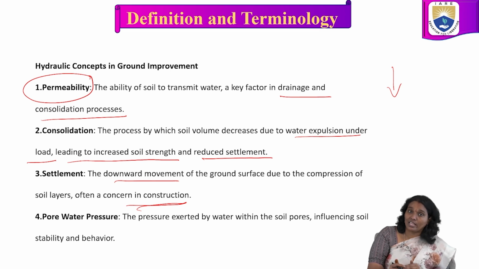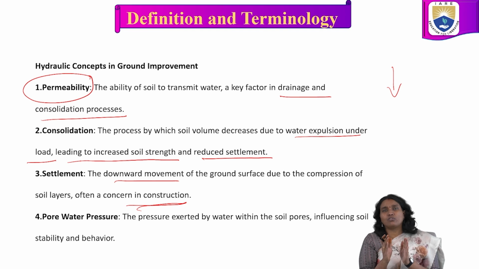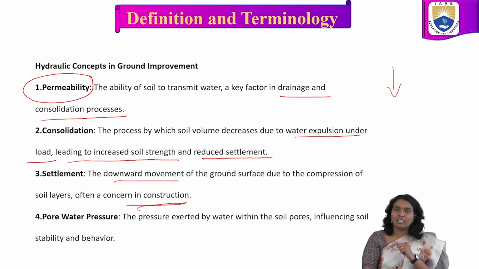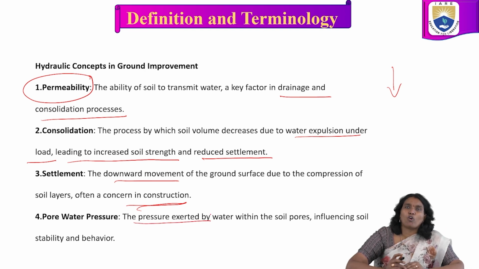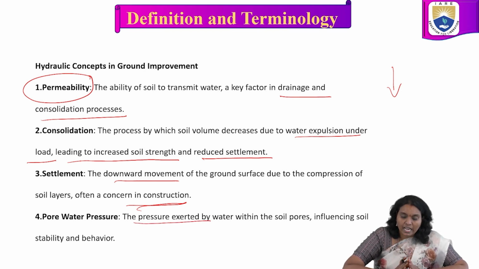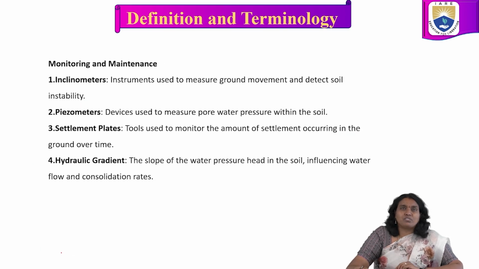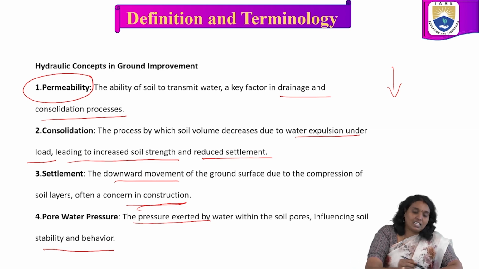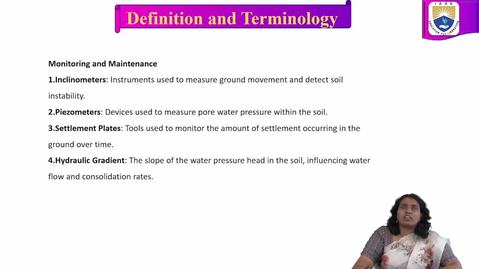So according to the soil conditions, the depth of the foundations, what construction project we are going to do, and what loads are going to be applied, these are all the factors for reducing the settlement using ground improvement, choosing the better technique. Pore water pressure, the pressure exerted by water within the soil pores, influencing the soil stability and behavior. These are the concepts which we are going to understand in our hydraulic modification. These are the various terminology and definitions helpful for better understanding this hydraulic modification.